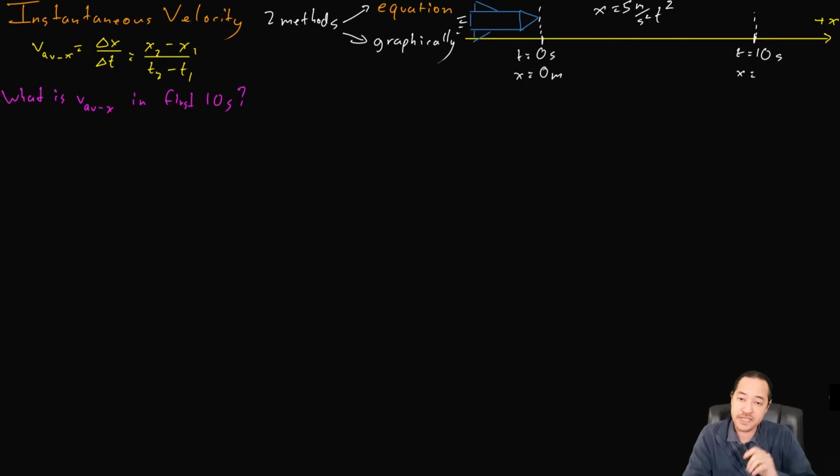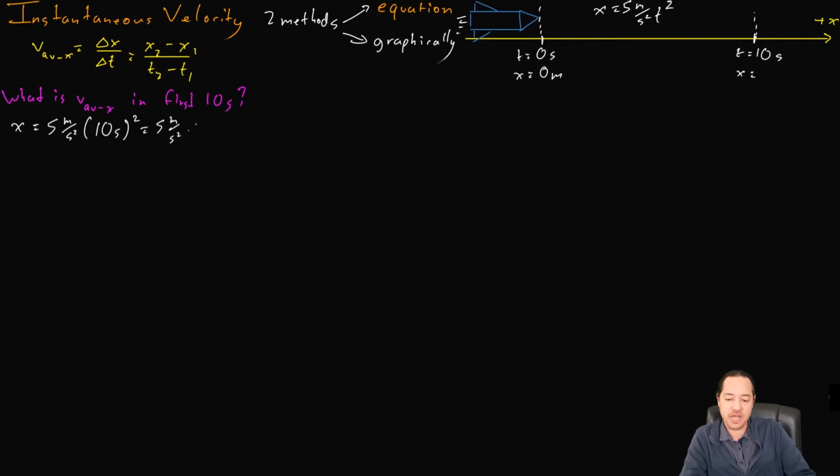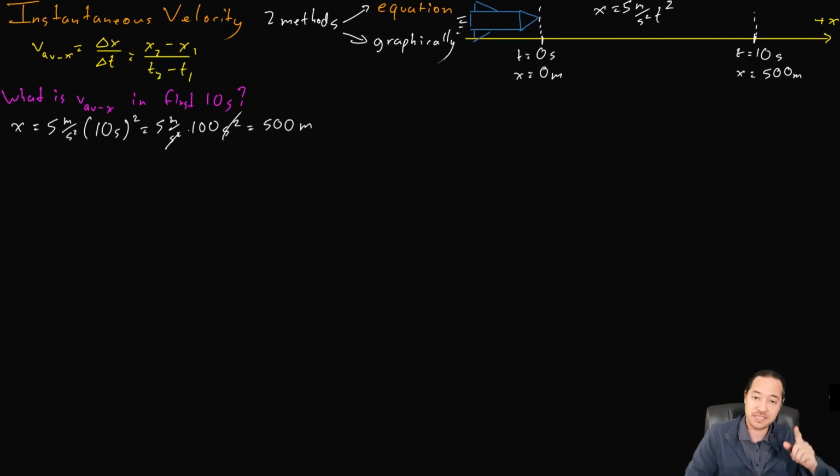So what is the position going to be? Well, we can just use our equation for the position here. We know that x is going to be equal to 5 meters per second squared times 10 seconds squared, right? And this will be then 5 meters per second squared times 100 seconds squared. You can see that the units here cancel out for the seconds squared, and we're left with 500 meters. So our x position here must be 500 meters. It has traveled 500 meters in 10 seconds.